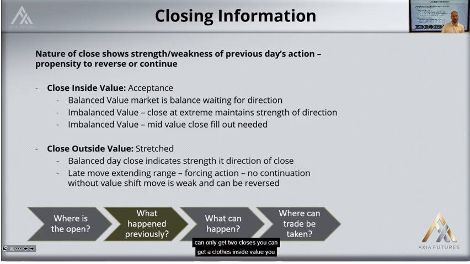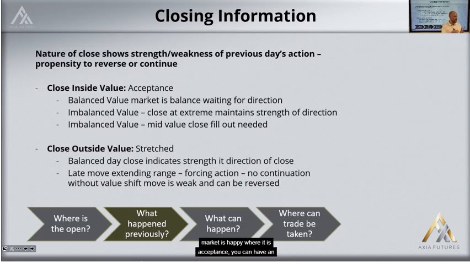So, different types of close. You can only get two closes. You can get a close inside value, you can get a close outside of value. But the shape of value and the close then create a different situation. So you can have different scenarios. You can have a balanced market and a close inside value. This tells you very little. It tells you the market is happy where it is, acceptance.